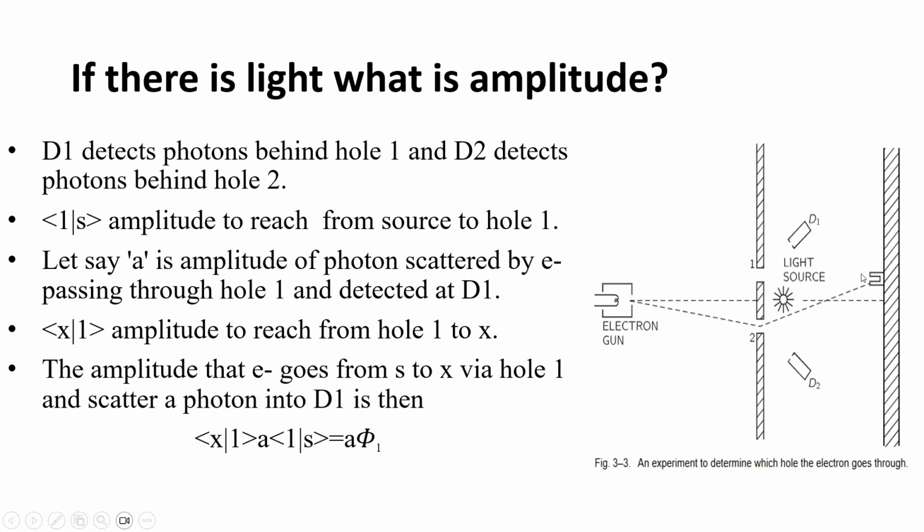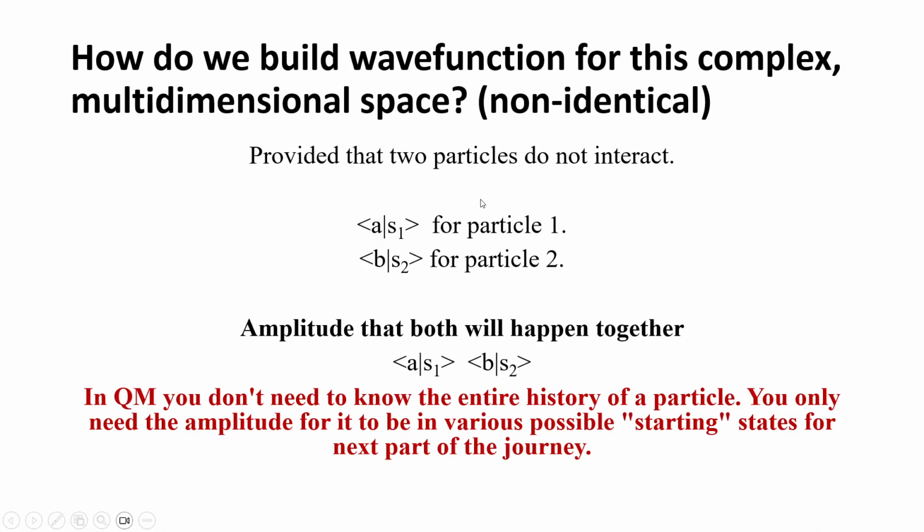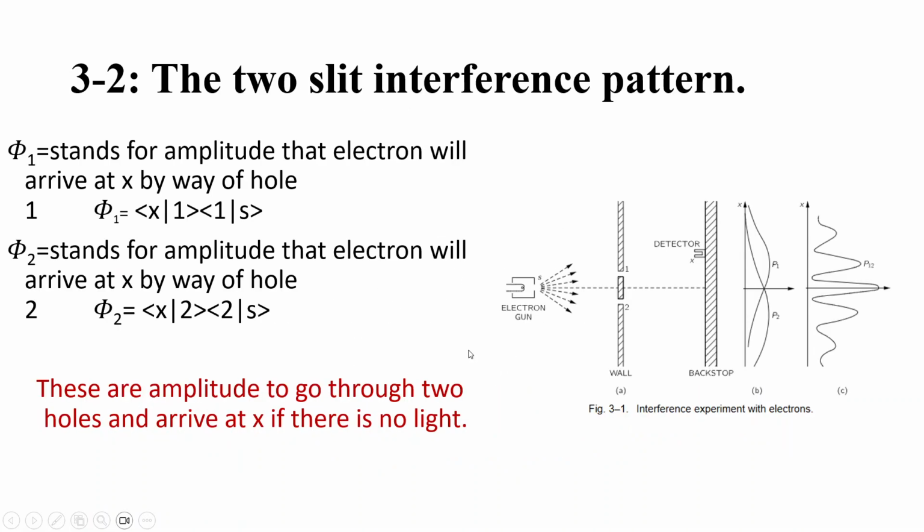So from here to here, we use this amplitude. Now the amplitude that the electron goes from S to X by hole 1 and scatters a photon into D1 is given by multiplication of this, which I already told you: if two particles do not interact with each other, then the amplitude that both will happen together is given by multiplication of it.